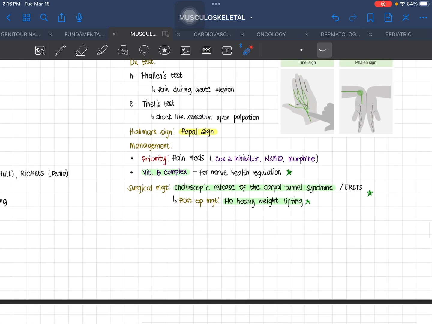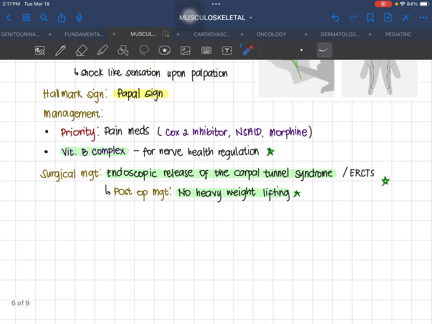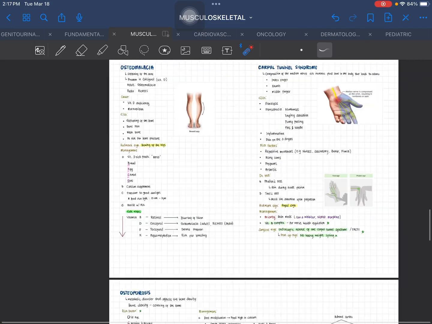Ang management dito, of course, priority is pain meds dahil masakit na masakit ito. COX-2 inhibitor, NSAIDs, and morphine, yan yung mga common pain meds sa musculoskeletal. And also, bibigay din tayo ng vitamin B complex dahil affected ang nerve natin. So, this vitamin B complex is good for nerve health regulation. Surgical management natin, of course, yung endoscopic release of carpal tunnel syndrome or ERCTS. Post-op management, bawal ka magbuhat ng mga mabibigat.